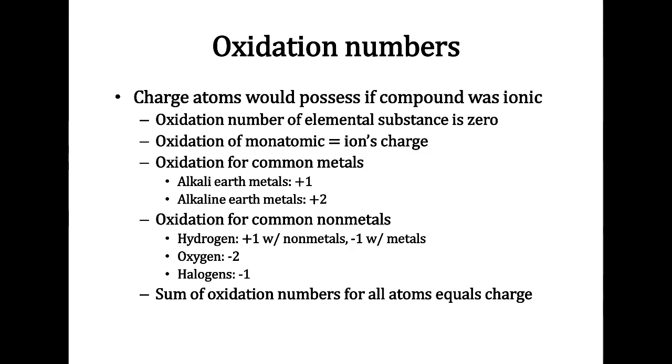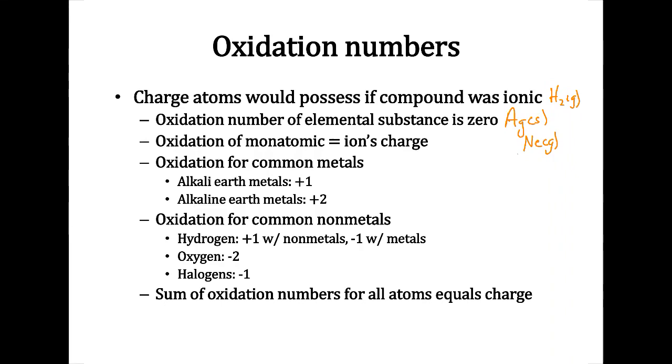So the first thing is the oxidation number of an elemental substance is 0. Well, what does that actually mean? Well, that means if you have, for instance, solid silver, or maybe you have neon gas, or hydrogen gas, something like that. Those are all in elemental form. And if you are in elemental form, then your oxidation number is 0.